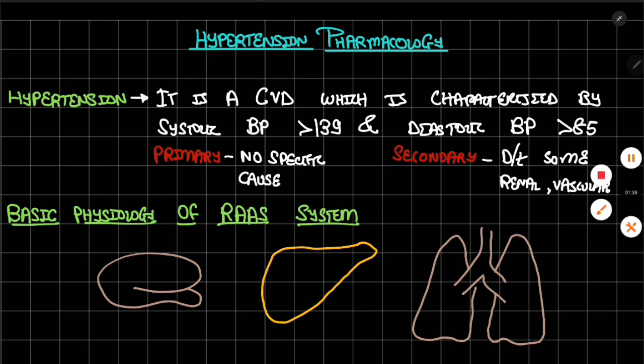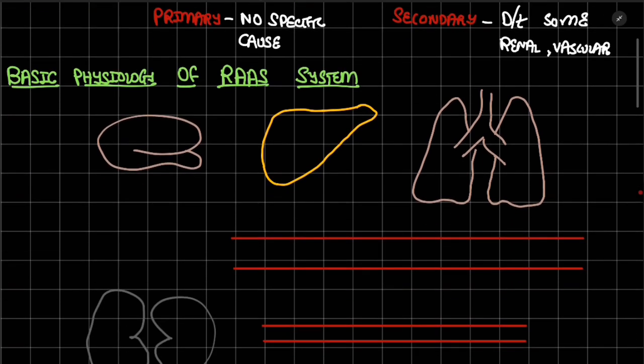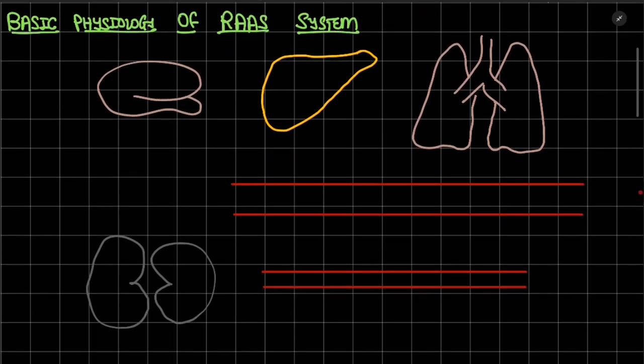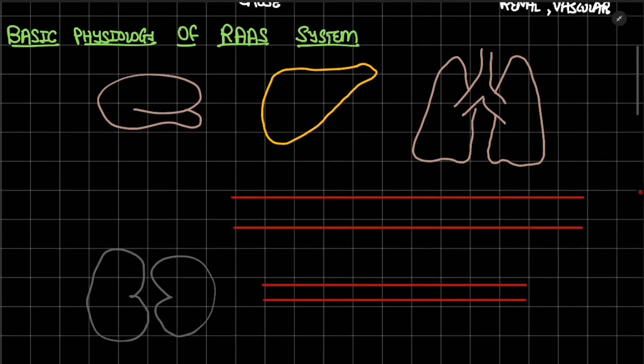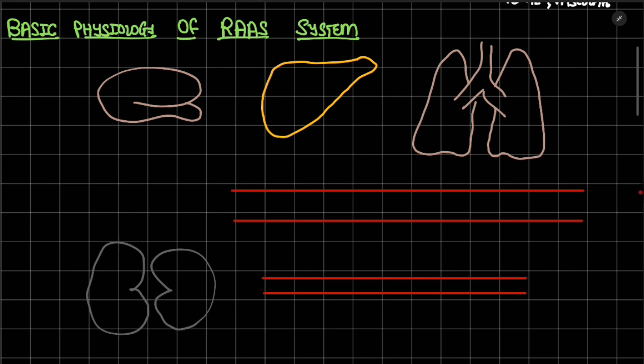Now while studying hypertension pharmacology, or in general hypertension, we should know the basic physiology of the renin angiotensin aldosterone mechanism or the RAS mechanism. What is this RAS system? The name itself says renin angiotensin aldosterone system. Now what happens is, if there is a sudden decrease in blood pressure in the body, it triggers the brain.